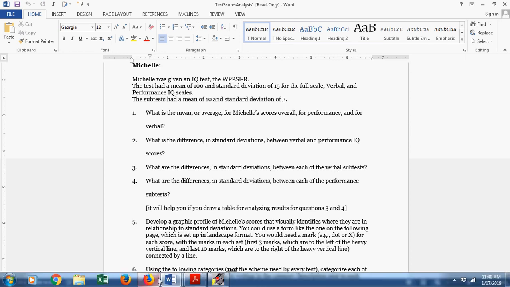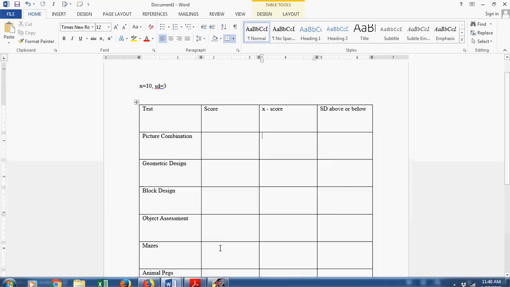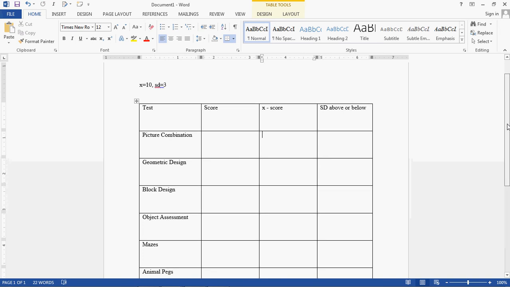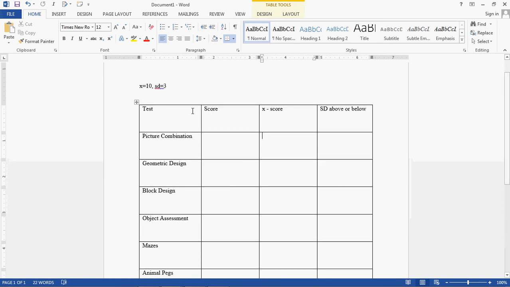Now on 3 and 4, I suggest making a table. So here's what a table might look like from before. I create my table. I create my mean and standard deviation. And this is easy reference here. I put the score. How far away is it from the mean? And then how many standard deviations is it? Is it less than 1? Is it 1 to 2? Is it exactly 1? Is it more than 2? If it's more than 2, that usually indicates a major deficit.